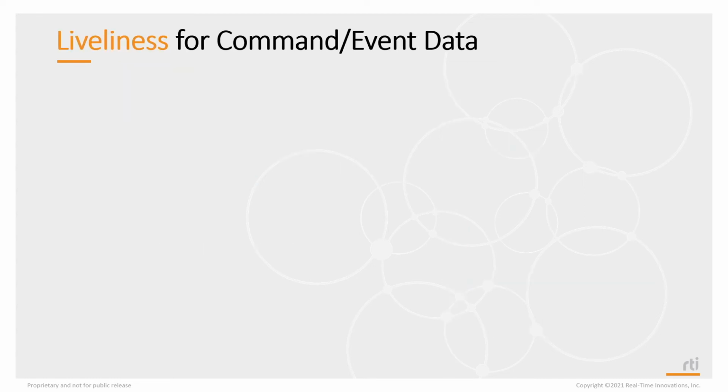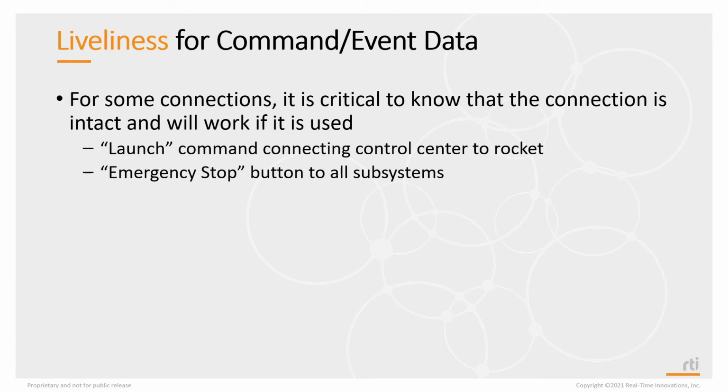So why is the Liveliness QoS important for command and event data? Well, for some connections, it is critical to know that a connection is intact and will work if it's used. Not just a connection, but that the application on the other side is able to send you the data. For example, for the launch command connecting a control center to the rocket, the rocket needs to know, hey, I'm actually connected to somebody who's going to command me. Or an emergency stop button to all the subsystems. The subsystems want to know that if emergency stop is sent, they will get it.